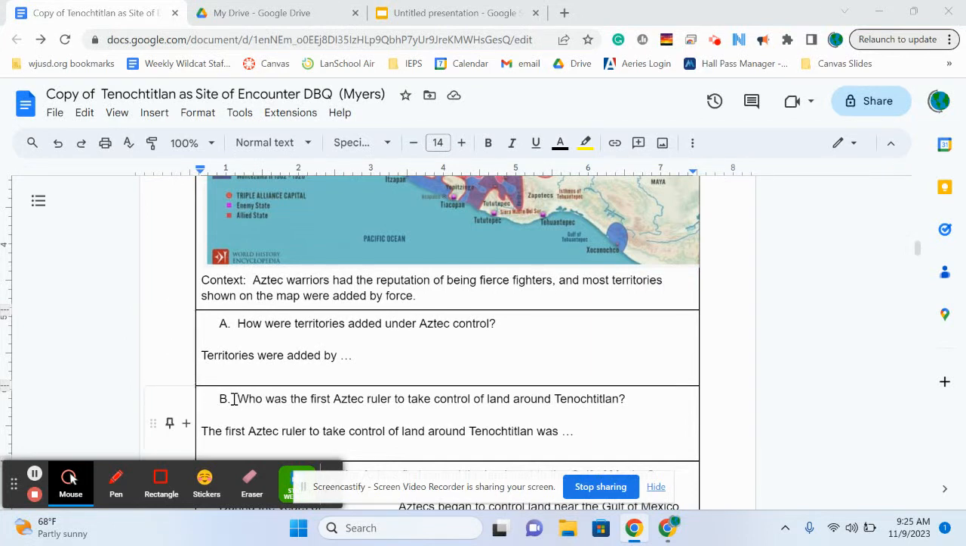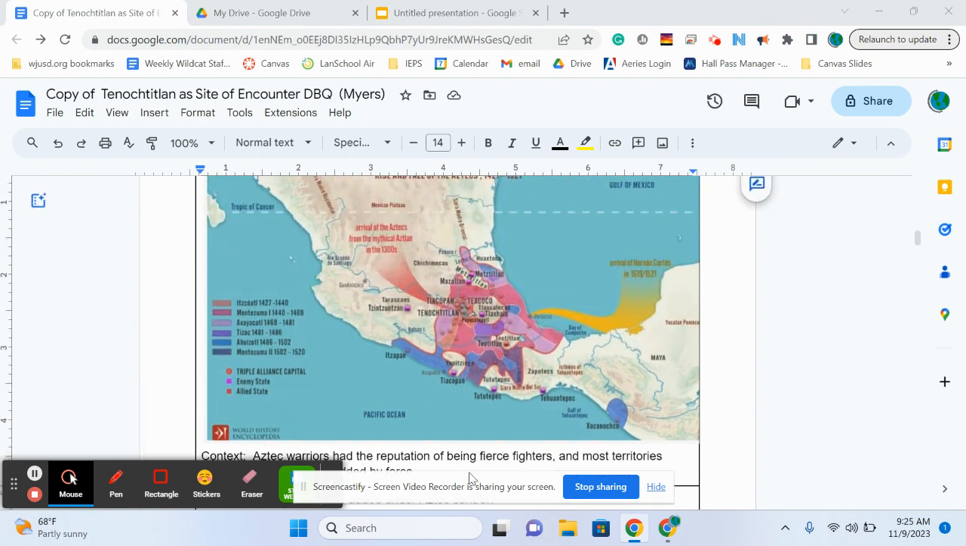So the next question is, who was the first Aztec ruler to take control of the land around Tenochtitlan? So we'll come back up and we want to see Tenochtitlan. We've got our lake right there. And so we're looking for what colors are around it. So we've got this light purple, this orangey color, this pink color, and some dark purple. Well, I guess that's not really next to it.